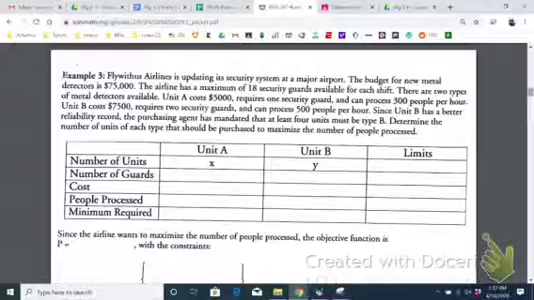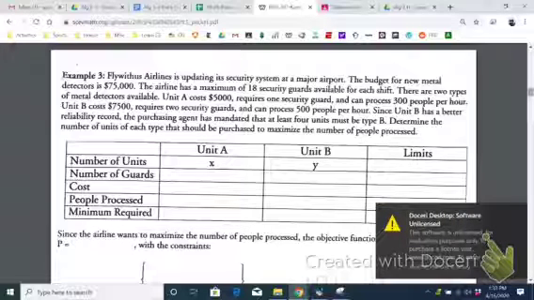There are two types of detectors available, so we have to find the optimal amount to get of Unit A and Unit B. Unit A costs $5,000, requires one guard, and can process 300 people per hour. Unit B costs $7,500, requires two security guards, and can process 500 people per hour. So Unit B has a better reliability record.